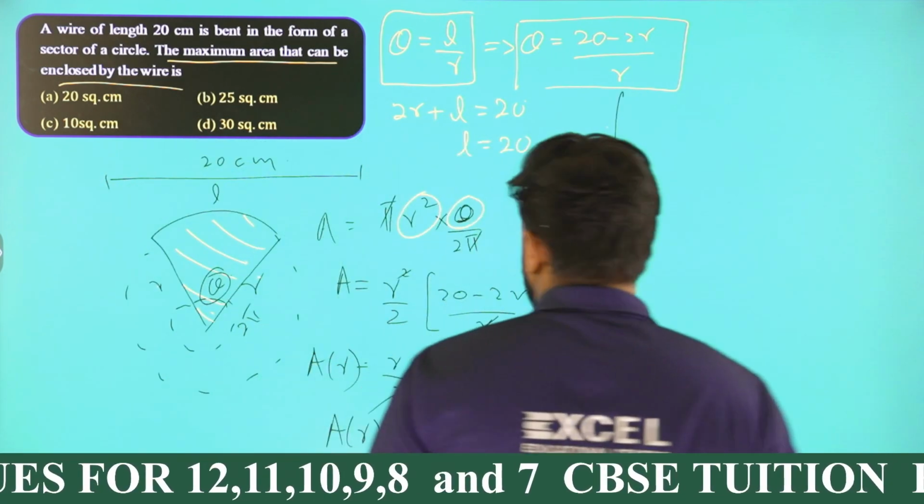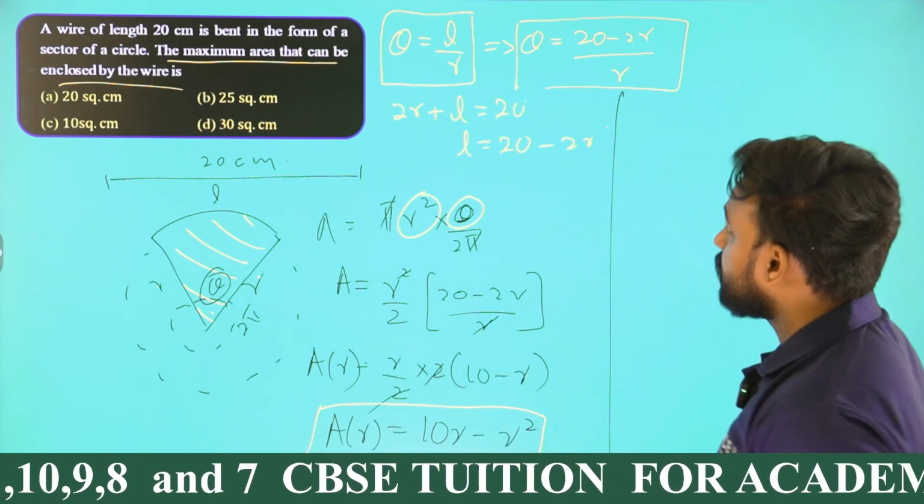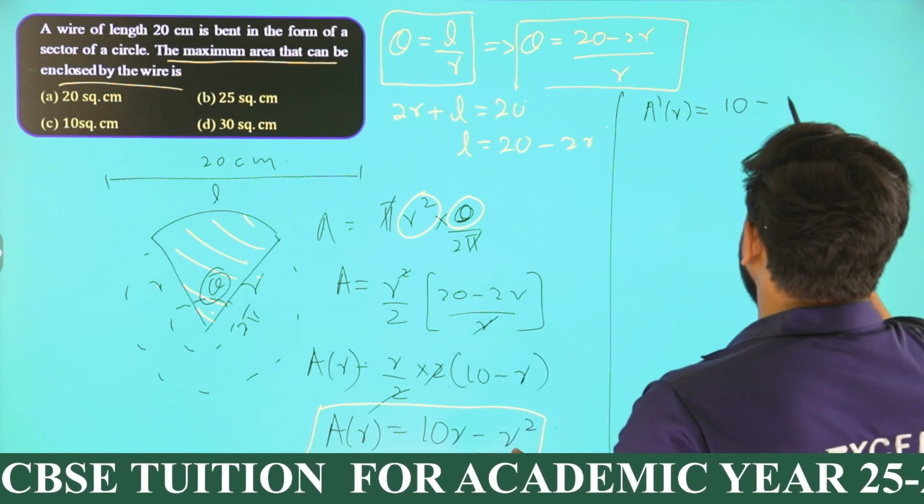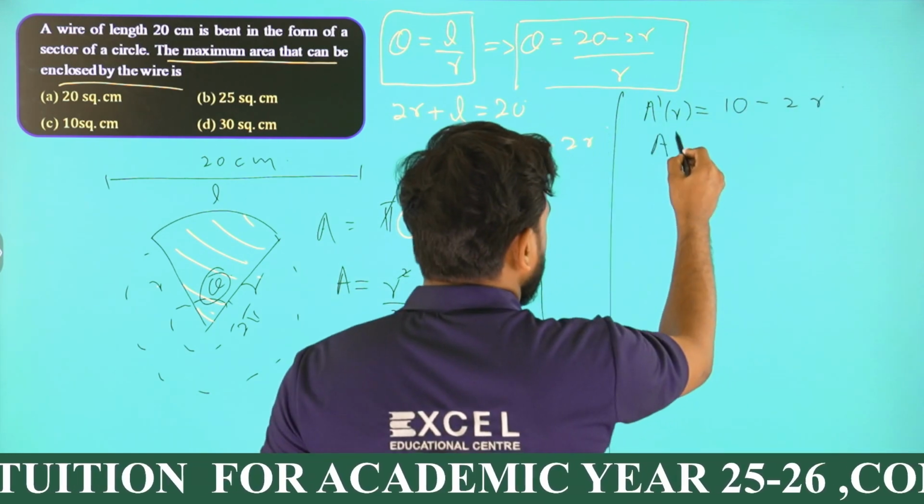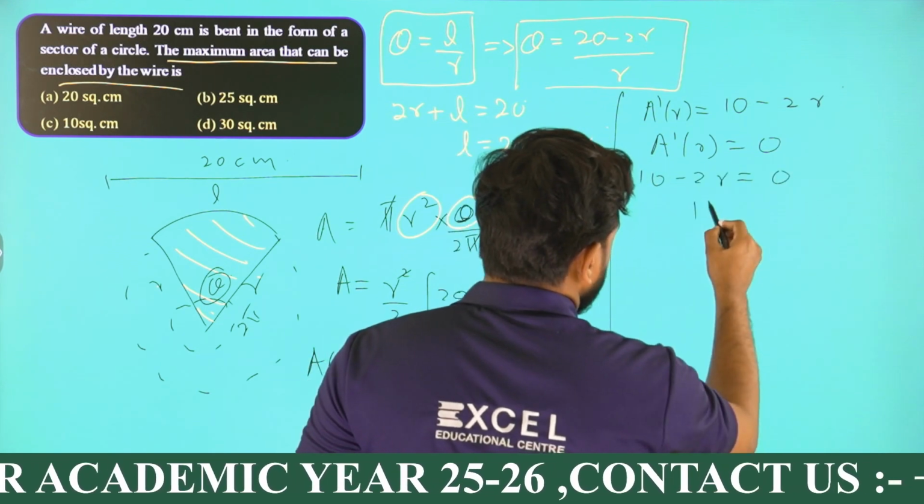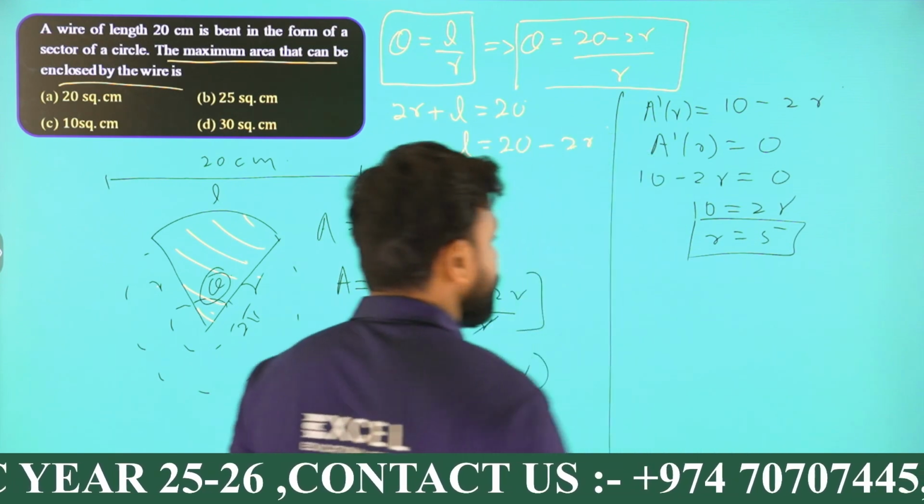So now you got an area function that has only one variable. Now differentiate it. What is A dash of r? It's 10 minus 2r. At the critical point, A dash of r is equal to 0. So 10 minus 2r is equal to 0, 10 is equal to 2r. R is equal to 5.